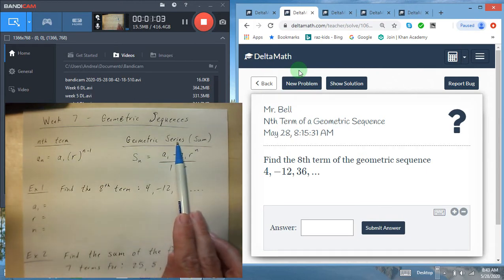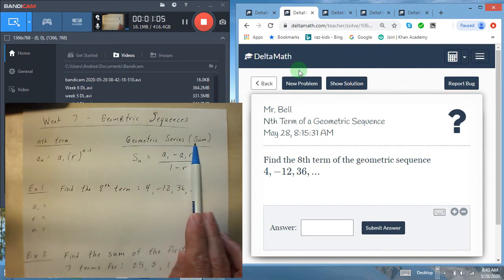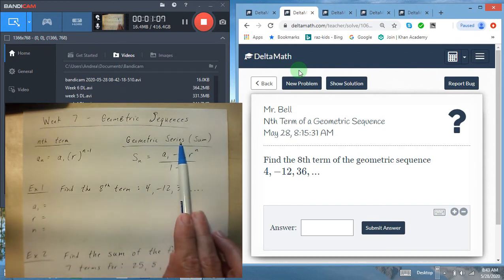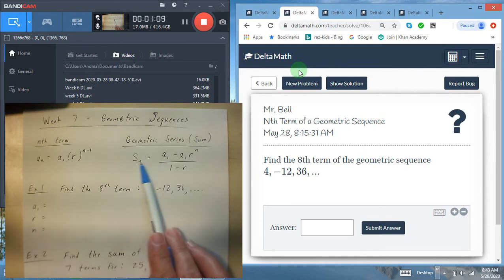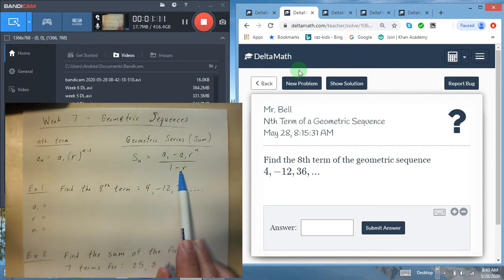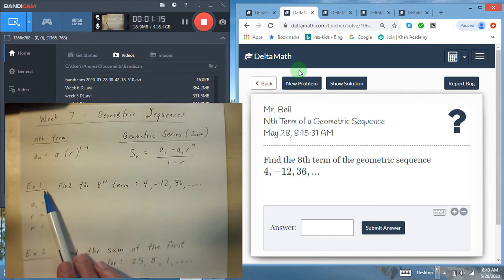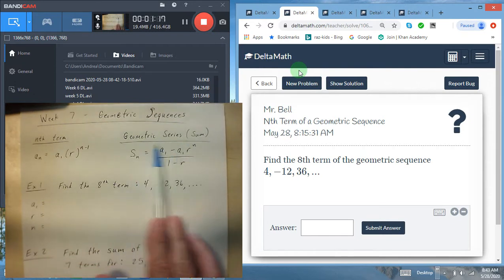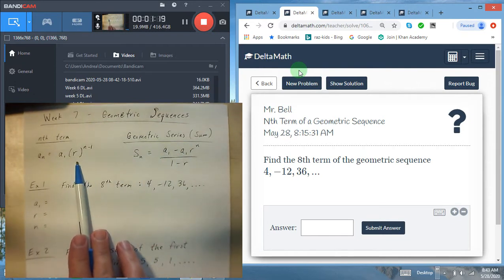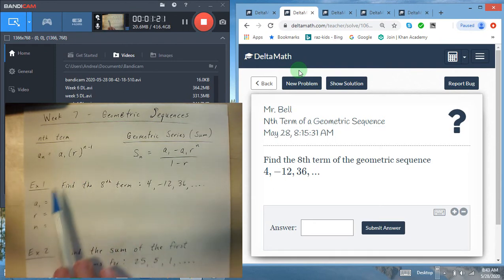Geometric series, the word series just kind of means the sum of a sequence. All right, series is the sum of a sequence, and here's the sum formula when it's geometric. The first example doesn't say anything about a sum, so this one is out, but we will need this one. All right, so let's identify A1.